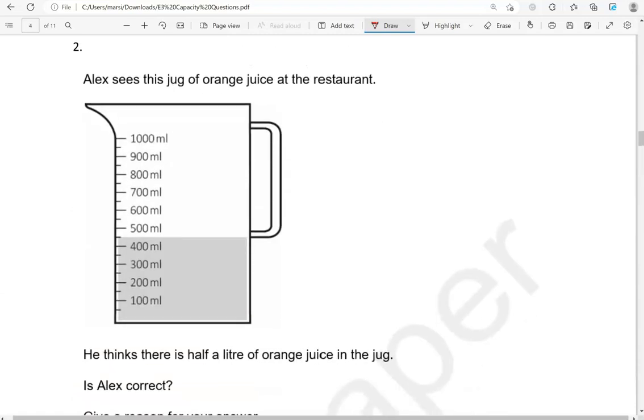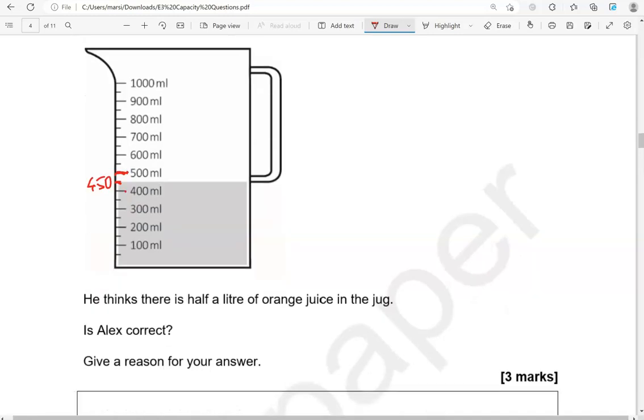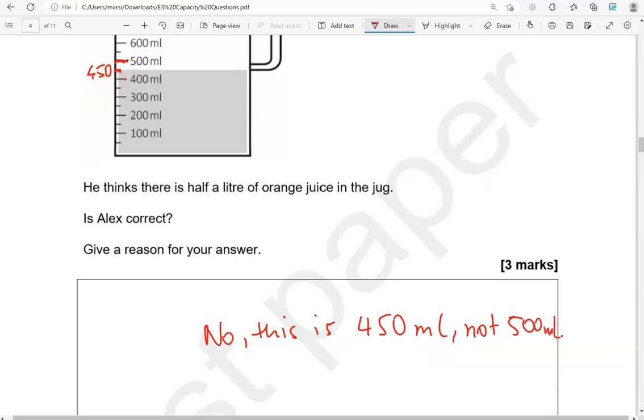Alex sees this jug of orange juice at the restaurant. He thinks there is half a litre of orange juice in the jug. Is Alex correct? Give a reason for your answer. So half a litre, that's equal to 500 millilitres. So 500 is here, whereas this one is in between 400 and 500, so it's 450. So we're going to say, no, this is 450 millilitres, not 500 millilitres.